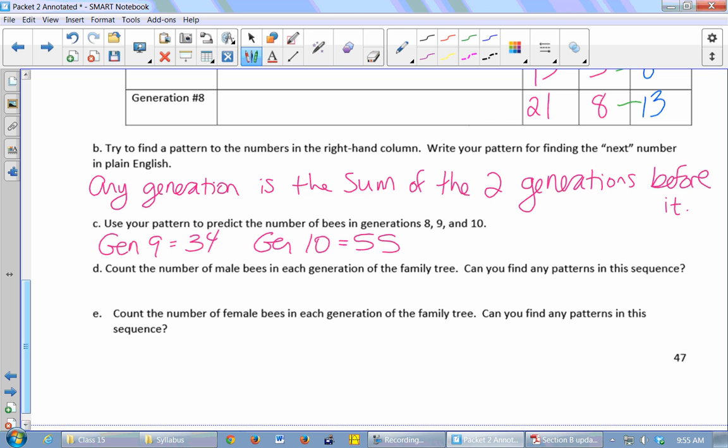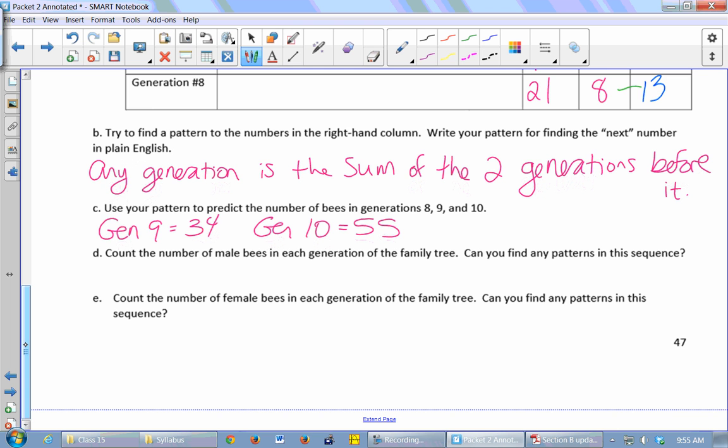You could not. Why? Because a sum is an answer to an addition problem. A product is an answer to what kind of problem? Multiplication. Yeah, so you could not say product because that would indicate multiplying the 2 numbers before it. That's a good question.